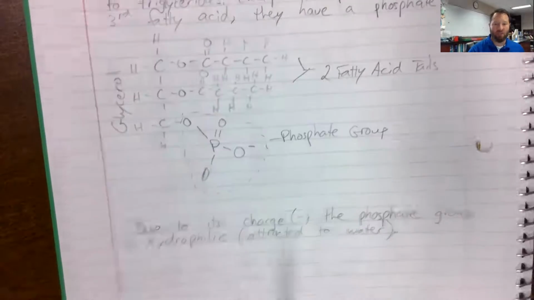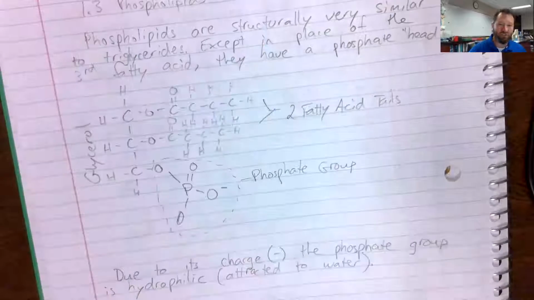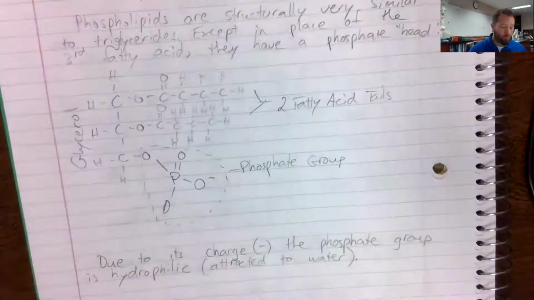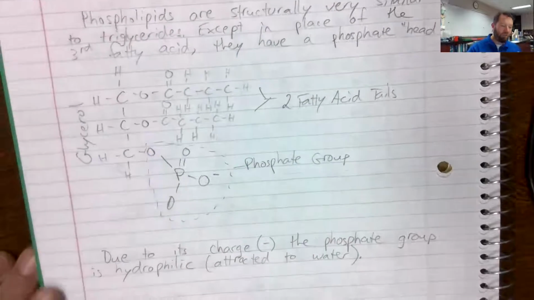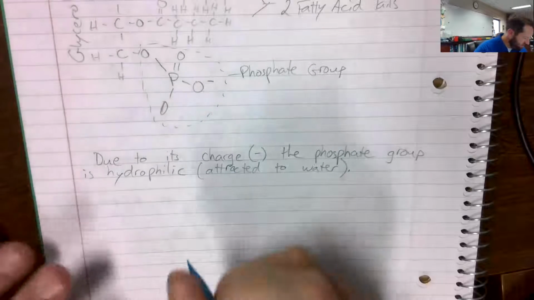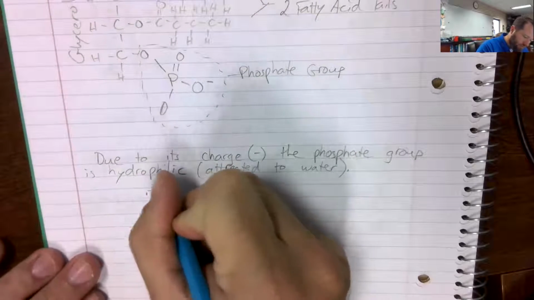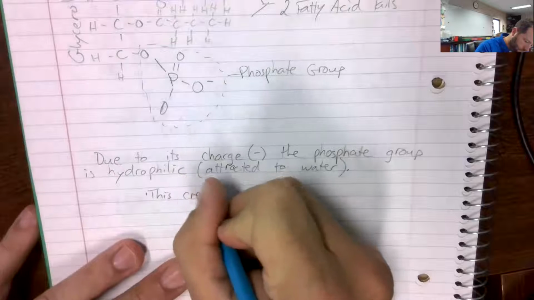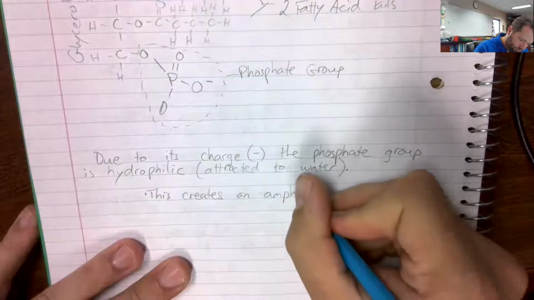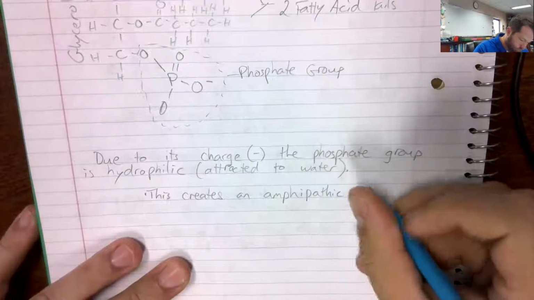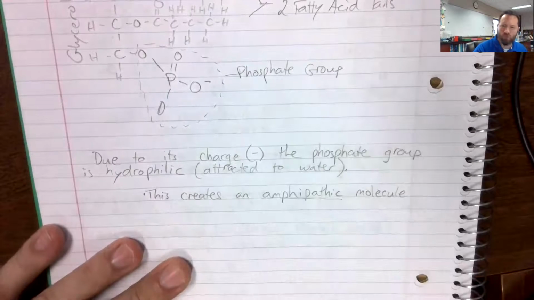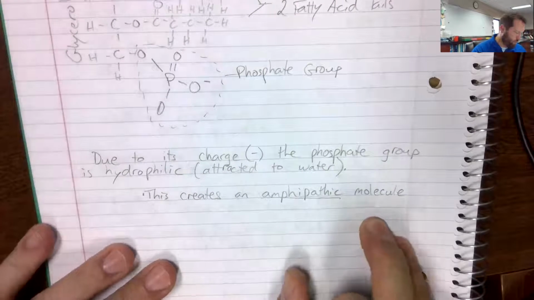What it's not attracted to are these tails up here. There's no positive, no negative on these tails. Water does not interact with fatty acids, but it does want to interact with the phosphate group. So that leads to some very important characteristics. And honestly, we kind of owe life to it. So this creates what we call an amphipathic molecule.